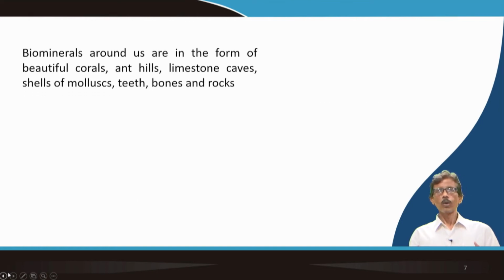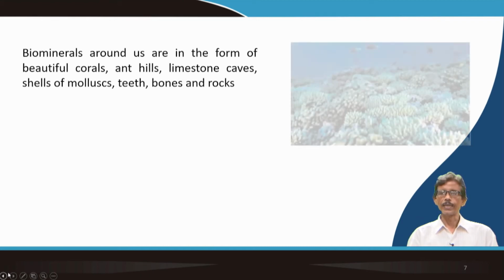So, around us, what are those simple examples? These examples are pretty. In our body we have teeth, we have bones. In the geological world, geologists are interested in limestone caves and rocks also. Then other types of biologists who are working on it can be very much interested in the corals, and some are interested in ant hills.